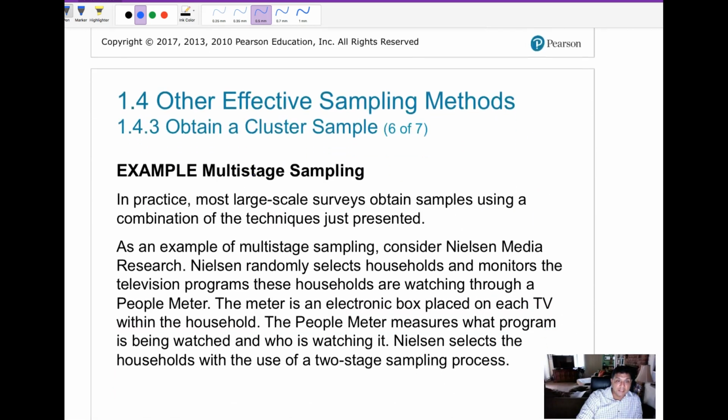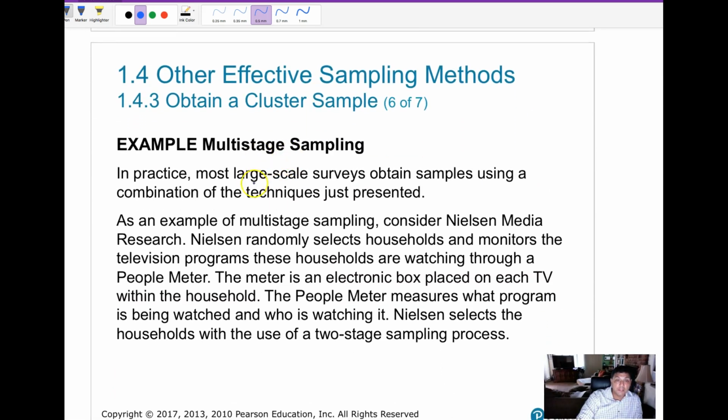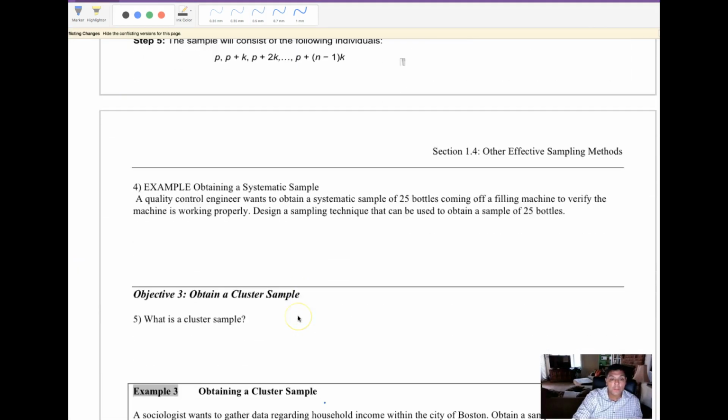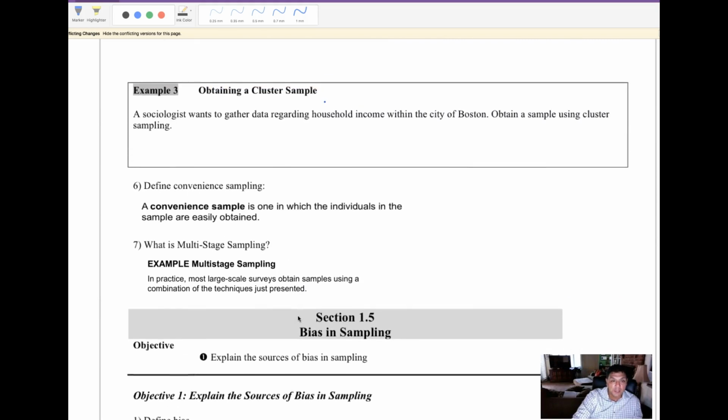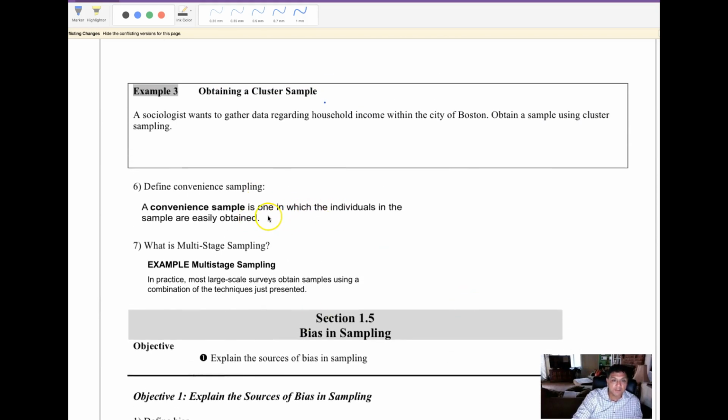The last thing is multi-stage sampling, which is when you use a combination of these techniques. To finish up this section on sampling, we're left with the convenience sample definition and the idea of multi-stage sampling, which is basically that you use a combination of the techniques to do your sampling. And so that's chapter 1.4.